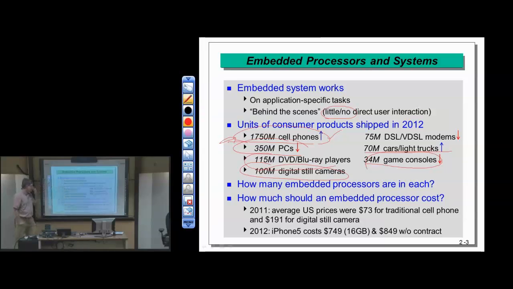Now there was a decline in game consoles because at least in 2012, I don't think there was a major release of a game console, but that changed a year ago. There was the PS4, so this should be up again in 2013.